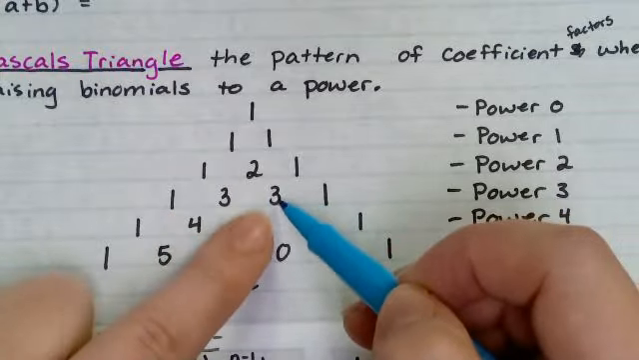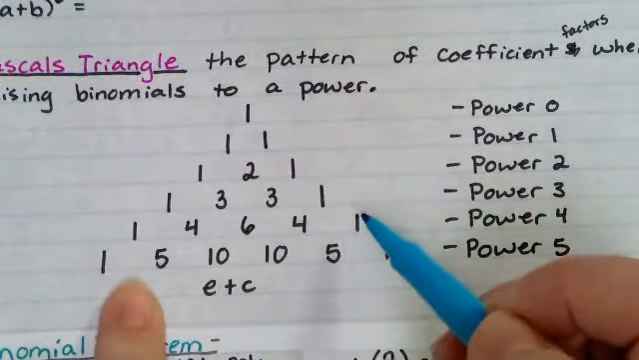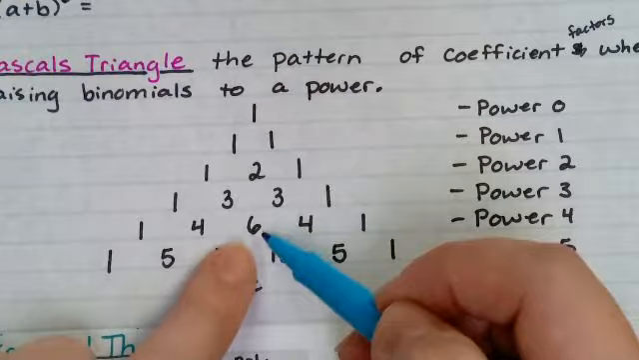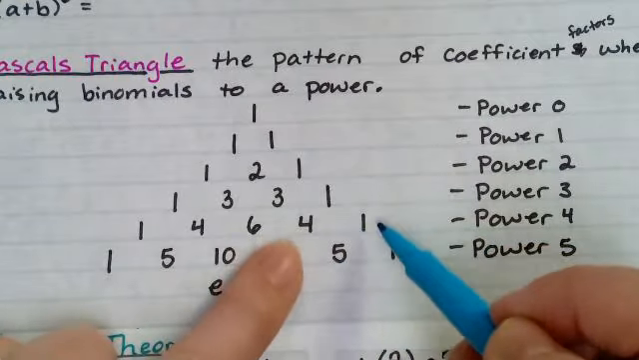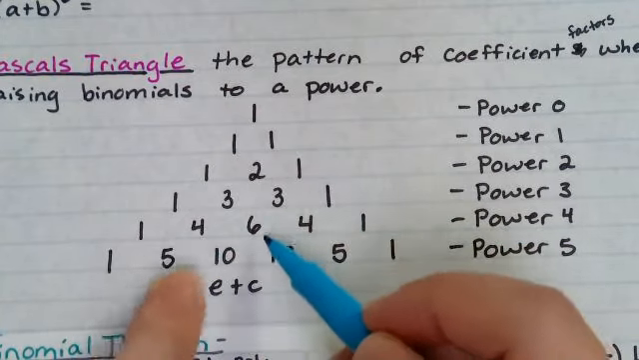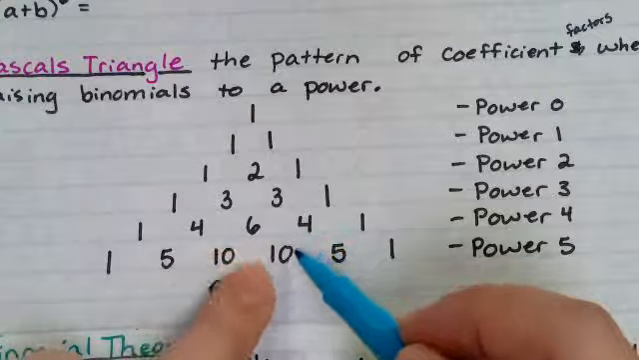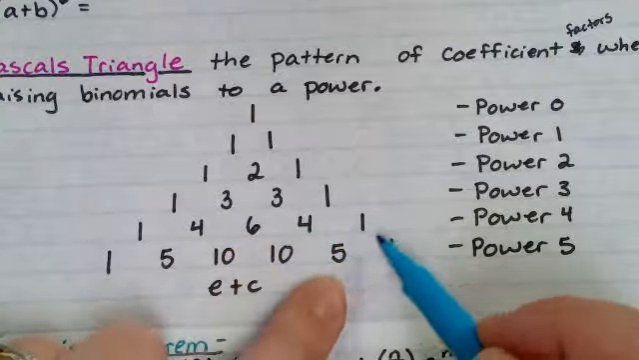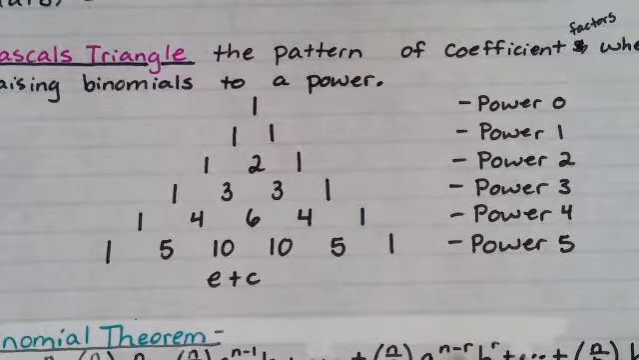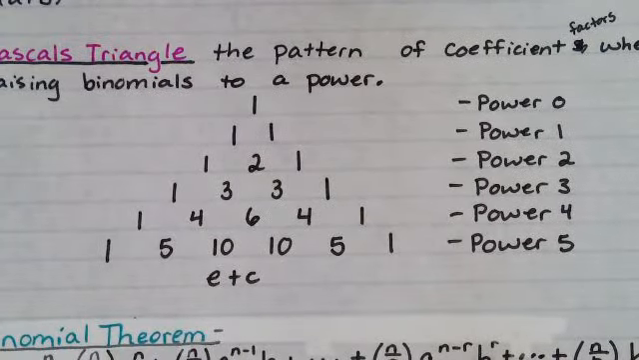2 plus 1 is 3. Start with a 1, end with a 1. 1 plus 3 is 4. 3 plus 3 is 6. 1 plus 3 is 4. Right? Start with a 1, end with 1. 1 plus 4 is 5. 4 plus 6 is 10. 6 plus 4 is 10. 4 plus 1 is 5. Okay? You can have whatever power you want to and just build this triangle larger, and you can raise anything to any power that you want to.